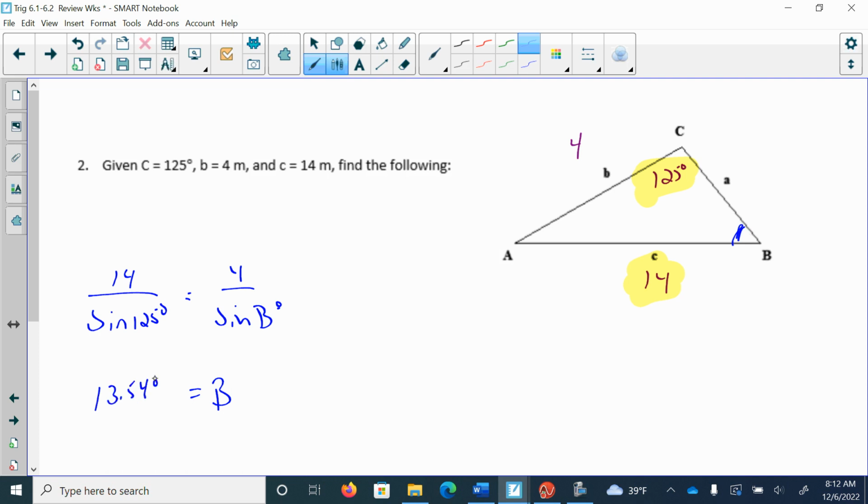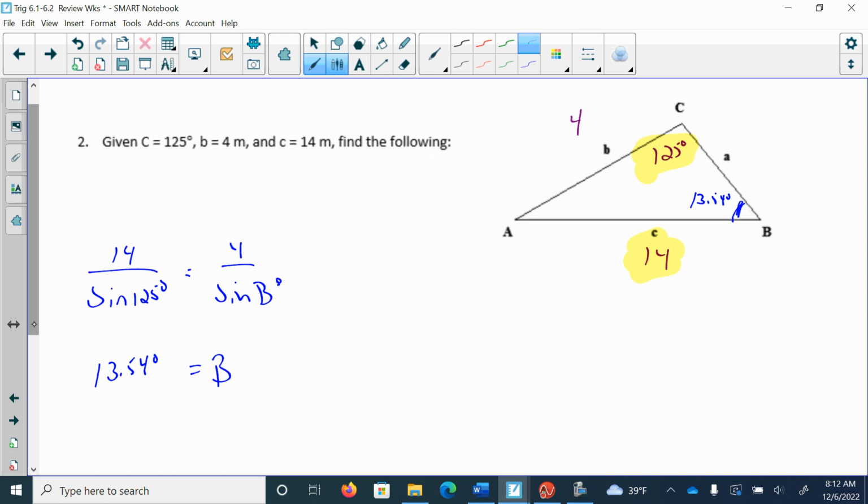When I do this, I get angle B to be 13.54 degrees. I do a reality check and say, does that make sense? And it does, because the largest side has to be opposite the largest angle. So with 125 degrees, 14 would be the largest side. 4 is quite a bit smaller than 14, and 13.54 is quite a bit smaller than 125. So I have that. Now I have to find this missing angle A. So I'm going to take 180 minus 125 minus 13.54. And when I do that, I get 41.46. So that's going to be angle A.